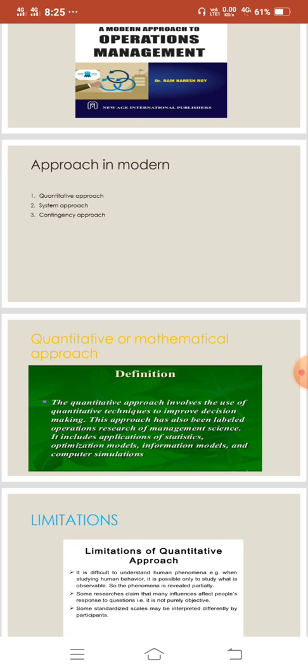The quantitative approach involves the use of quantitative techniques to improve decision making. This approach has also been labeled operations research or management science. It includes the application of statistics, optimization models, information models, and computer simulations. This approach is also known by the name of operational research or operational analysis.